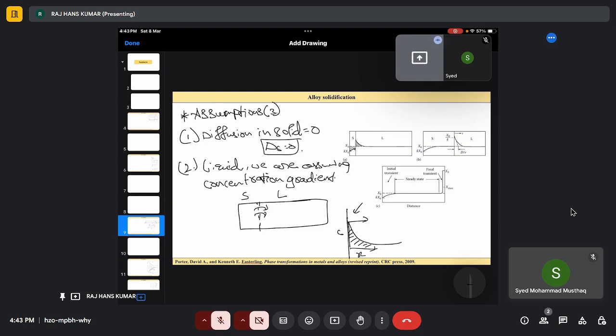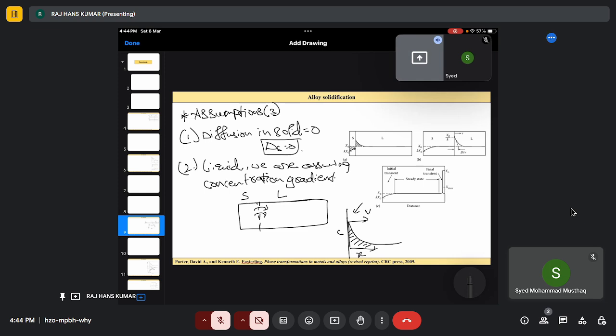Now, if solidification is made to occur at a constant rate, for example, if we are cooling at a constant rate, then this interface will also move with a constant velocity v, right? If you are trying to cool it very fast, then this front will also move very fast. If you are trying to slowly take out the heat from a side, then this front will also move slowly.